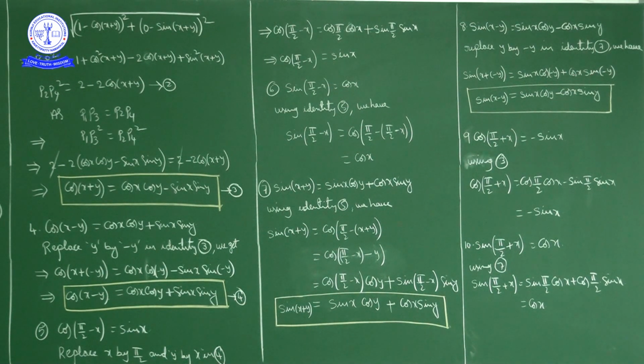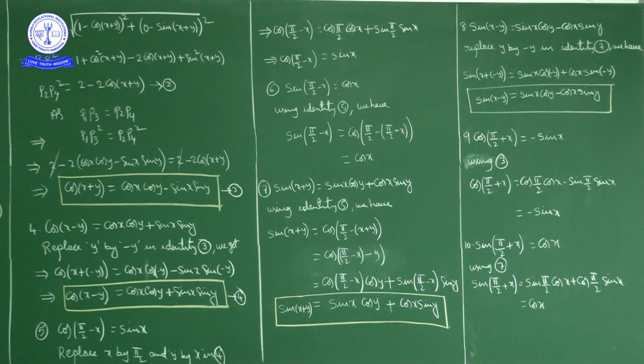Cos of minus y is cos y, sin of minus y is minus sin y. So what we have? Sin x into cos of minus y, which is cos y, so sin x cos y, plus cos x into sin of minus y, which is minus sin y, no? So minus cos x sin y. So sin x minus y formula is sin x cos y minus cos x sin y. Okay. This is identity 8.